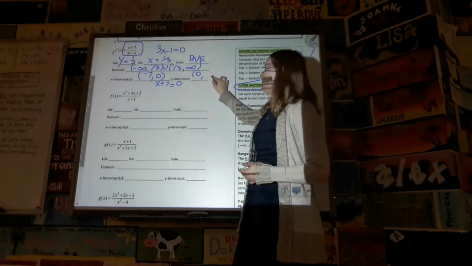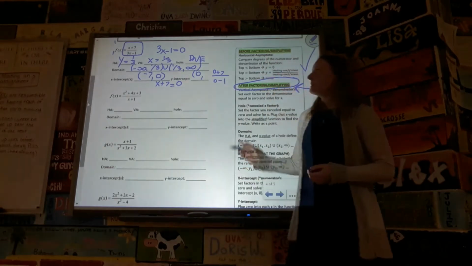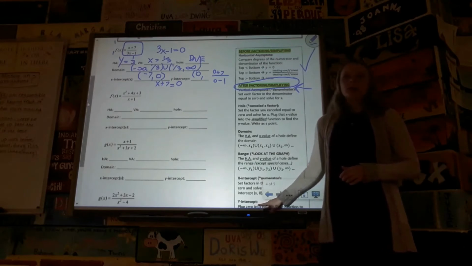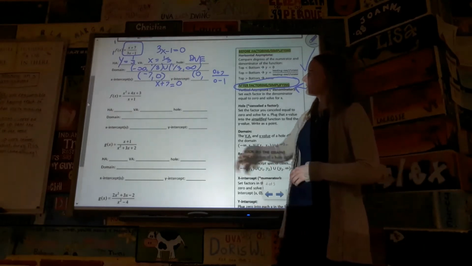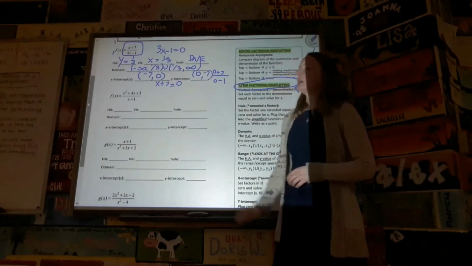So if I do that, I would have 0 plus 7 divided by 0 minus 1, because 3 times 0 is 0. Again, it says down here, need a reminder, plug 0 into the function for all the x's. So 7 divided by -1, -7.